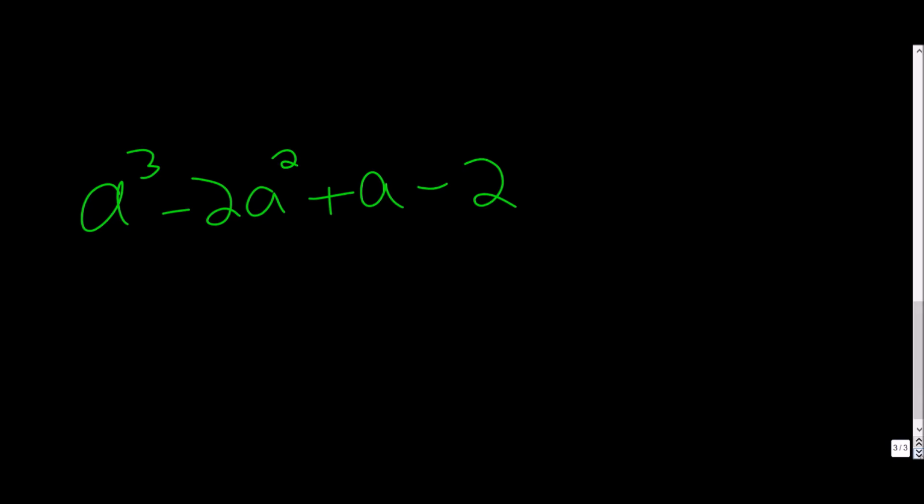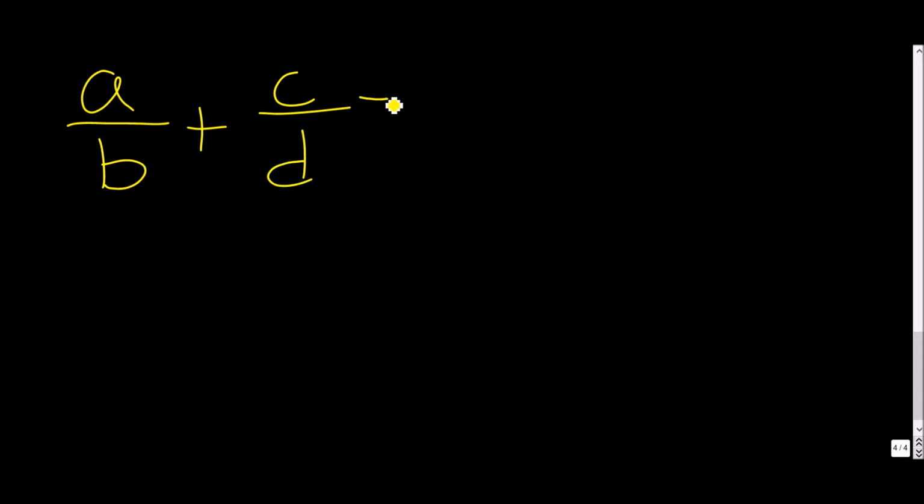So now we're going to talk about fractions, our good old buddy fractions. So remember our rule. Let's say we have A over B plus C over D equals AD plus BC over BD.